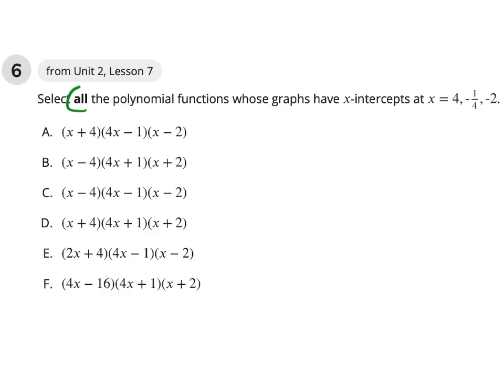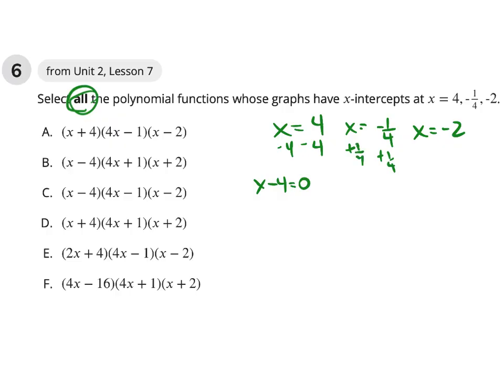Select all. Here we go with this all again. All right, so now our x equals 4, our x equals negative 1/4, and our x equals negative 2. Now, these are not factors, these are intercepts. You have to change them by setting them equal to 0. And now we get factors. Now we have factors. So now let's look at which ones work.